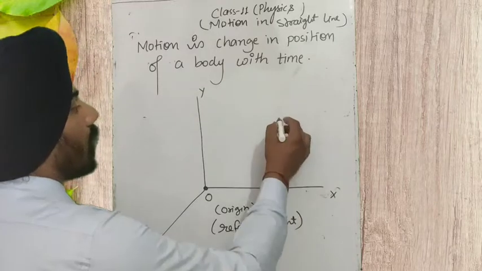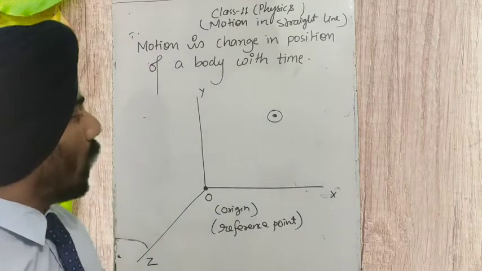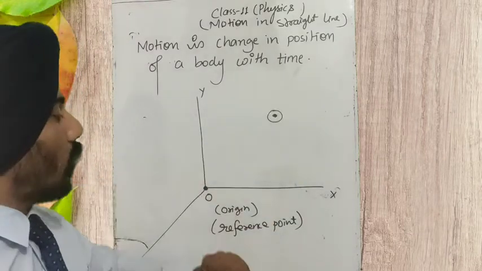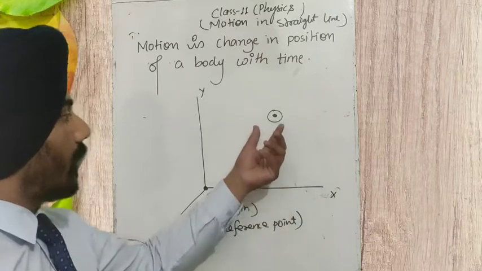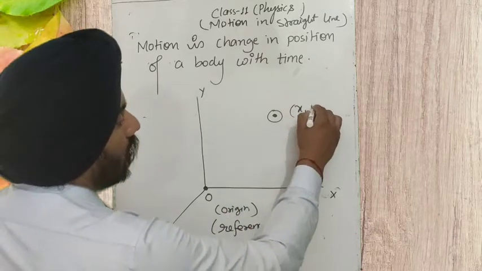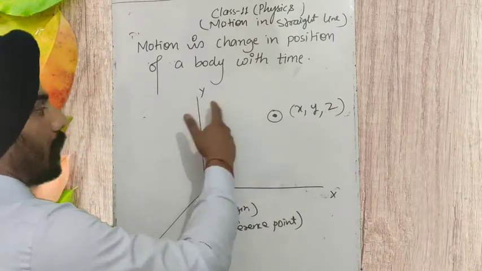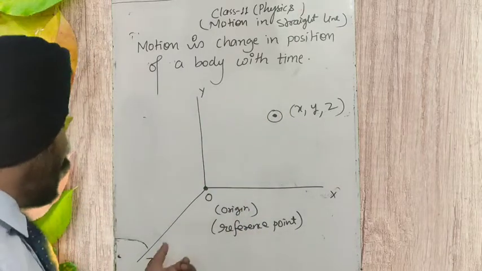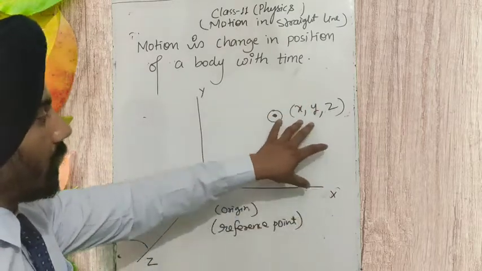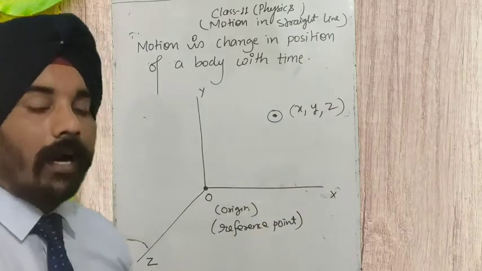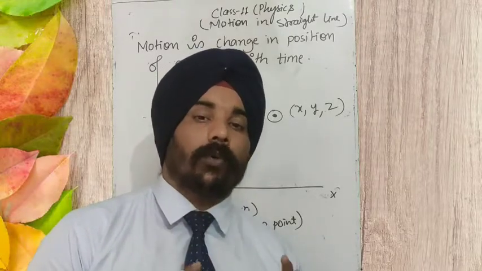Okay, so if this is a body which is present in this coordinate system, if its coordinates are x, y and z, in respect to x axis its distance is x, in respect to y axis its distance is y, and in respect to z axis its distance is z, if any one of them, either x or y or z or all 3, are going to be changed with time, then we say that body is changing its position.